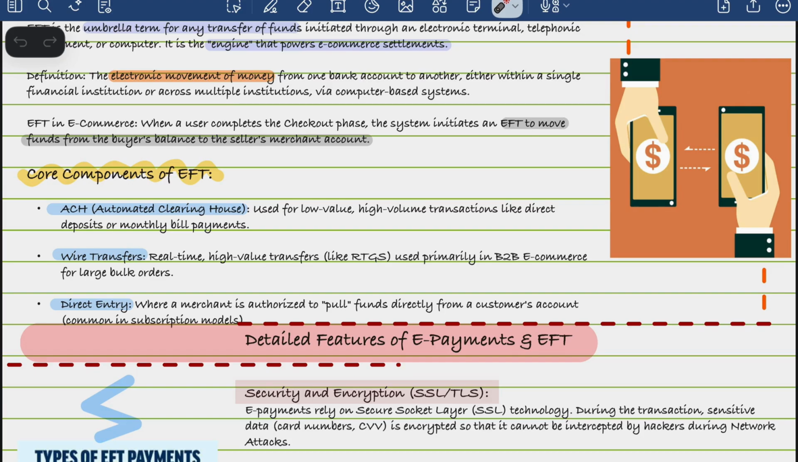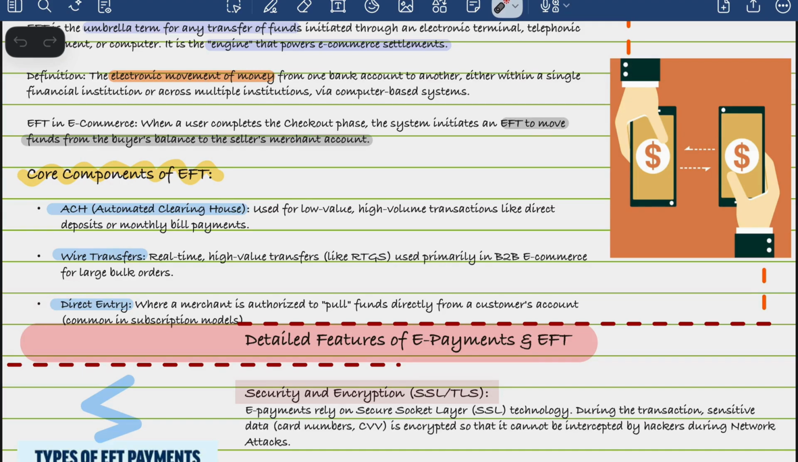So this is a real-time high-value financial settlement. In India, this maps to a system like RTGS, real time gross settlement. It is heavily utilized in B2B e-commerce for bulk orders. When corporations are buying large raw materials, for example, and need millions of dollars transferred instantly, they use wire transfer. So this is the core component of EFT.